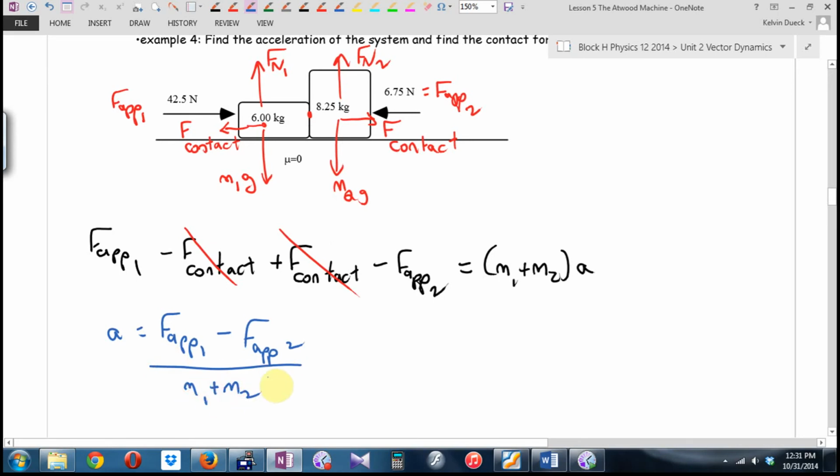So Jordan, what I'm wanting you to realize is, armed with free body diagrams and Newton's laws, even complicated stuff like this, as long as you're careful, we can break it down to, I won't call it easy, but at least fairly routine. It's going to be 42.5 minus 6.75, all divided by 6 plus 8.25.